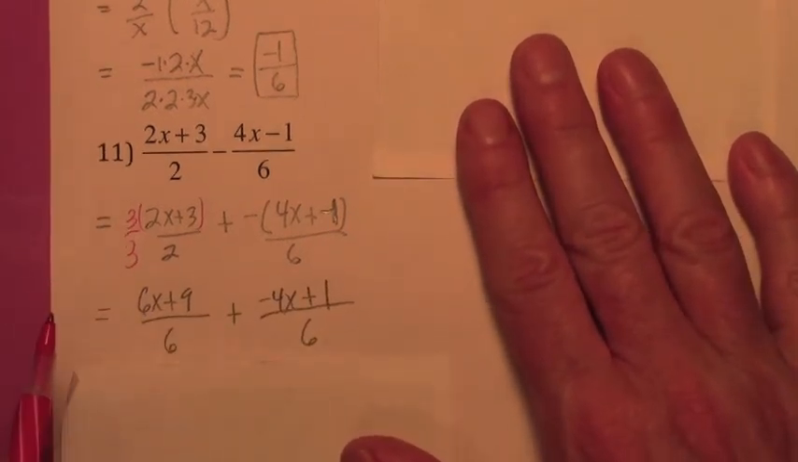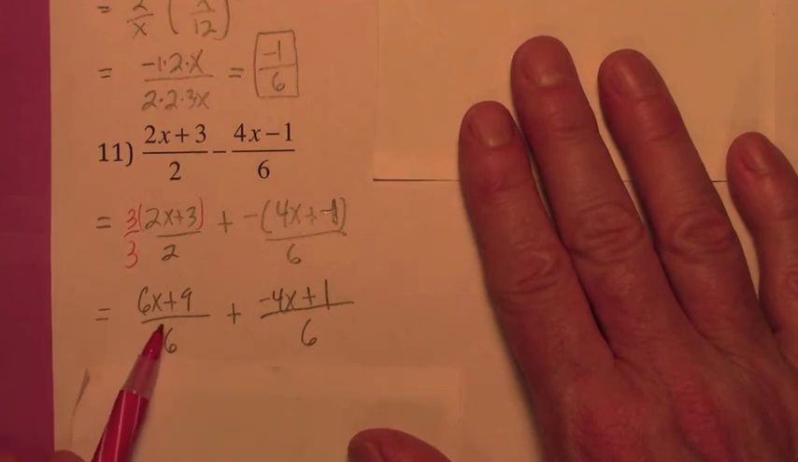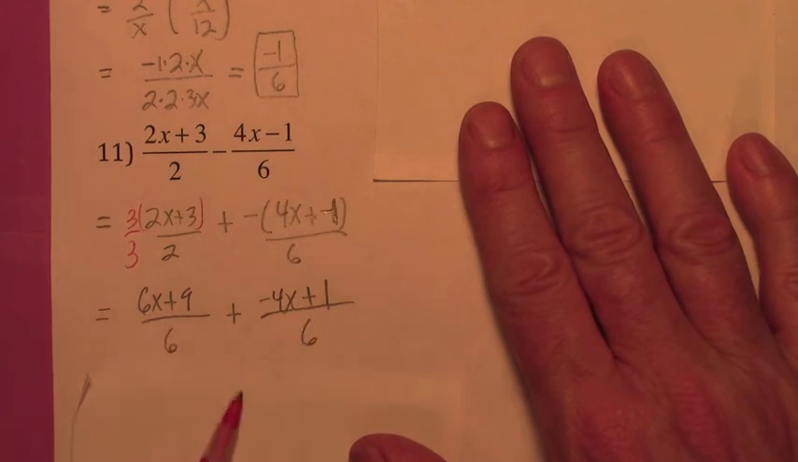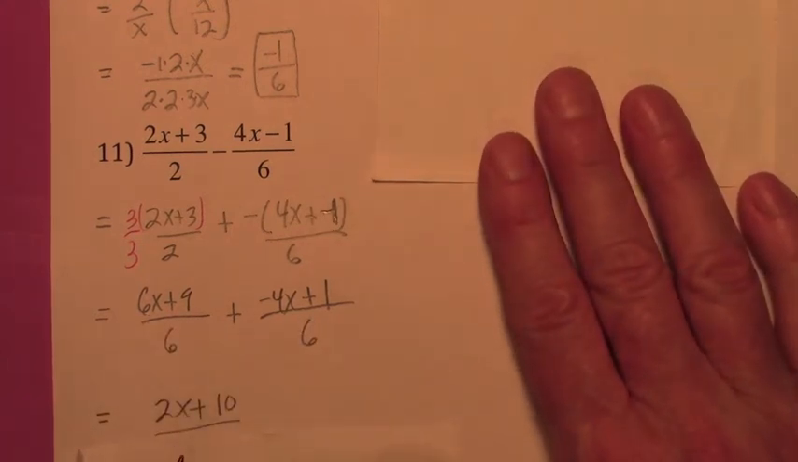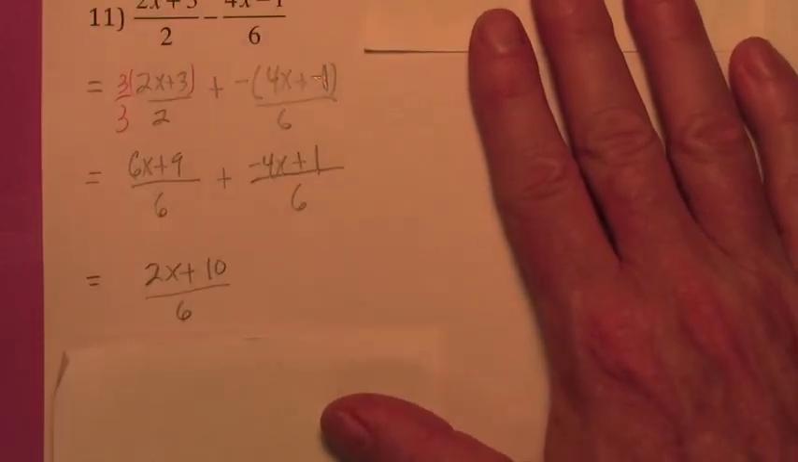Now the denominators are the same, and you can combine terms on the numerators, which is 6x plus 9 plus negative 4x plus 1. So when you add the x's, you get 2x, and when you add the numbers, you get 10. So there you go. Isn't it nice to be all done and simplified? And isn't it nice to have it totally simplified and know that you're done?